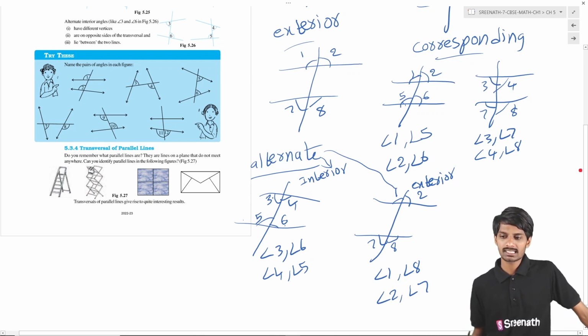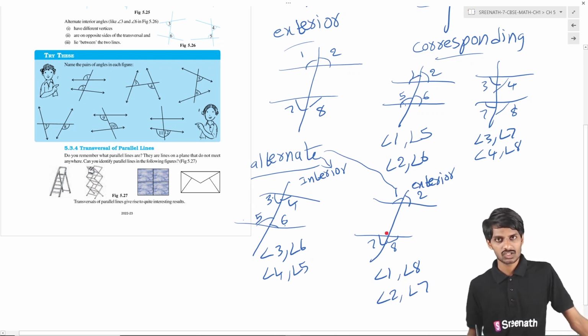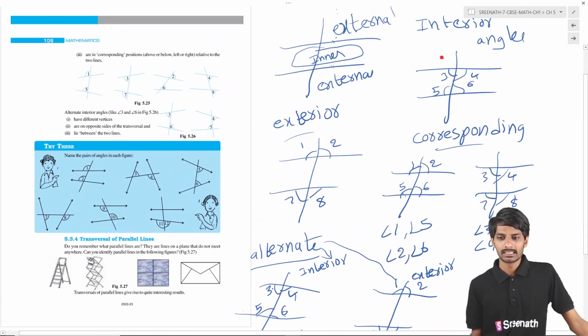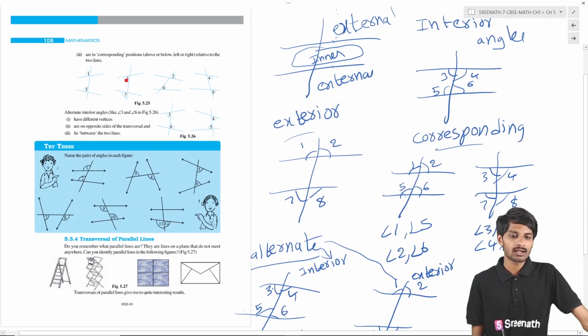So we have discussed alternate interior angles, alternate exterior angles, corresponding angles, and interior angles and exterior angles, students. In this figure, these are the corresponding angles, and these are the alternate interior angles. Alternate interior angles have different vertices and are on opposite sides of the transversal. They lie between the two lines, so they are interior angles.